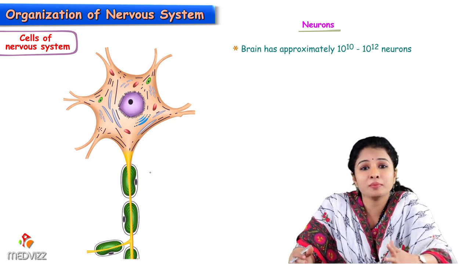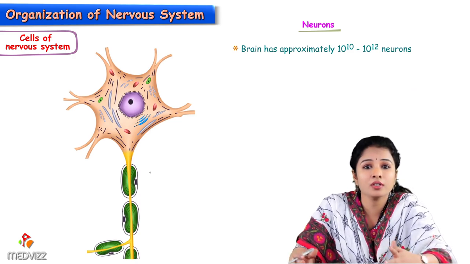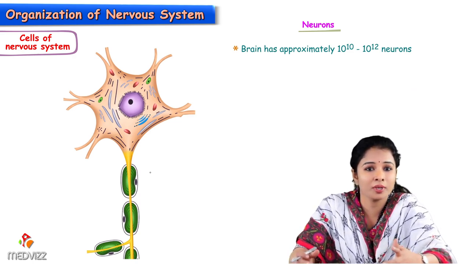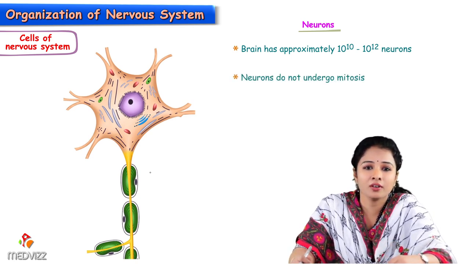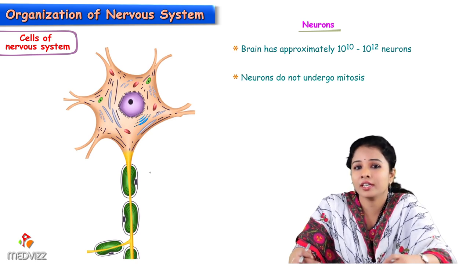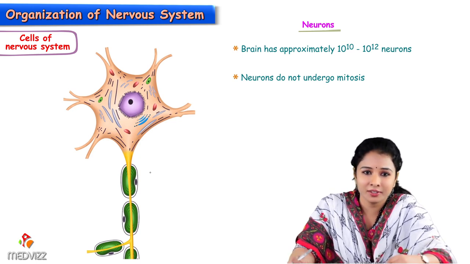So, there are approximately 10 to the power of 12 neurons in our human brain. So many neurons are there. And these neurons do not undergo mitosis after birth. So, they won't undergo cell division. So, the number of neurons is fixed from birth till death.